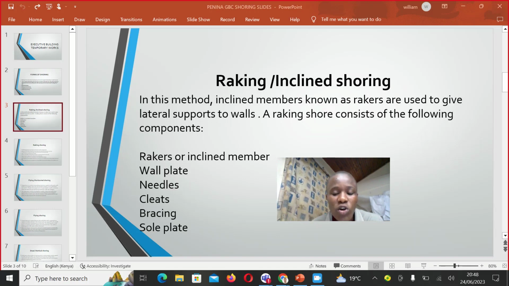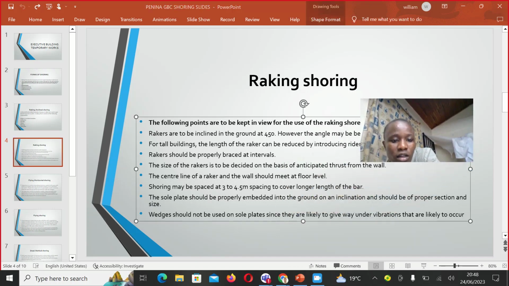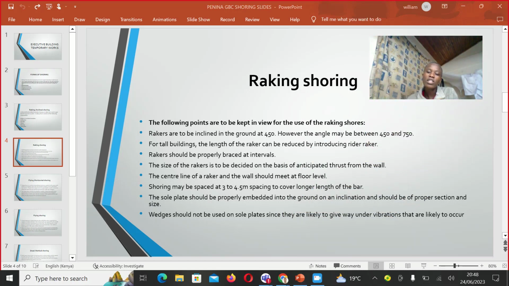The first one is raking shoring or inclined shoring. In this type of shoring, we have inclined members known as rakers that are used to give lateral support to the walls. Its components are rakers or inclined members, wall plates, needles, cleats, bracings, and sole plates. There are some points to consider before putting up a raking shore. First, rakers are to be inclined to the ground at 45 degrees, or between 45 and 75 degrees.